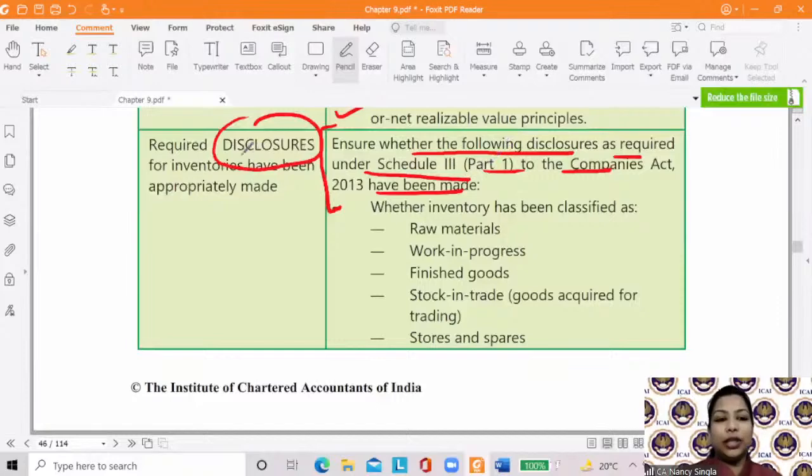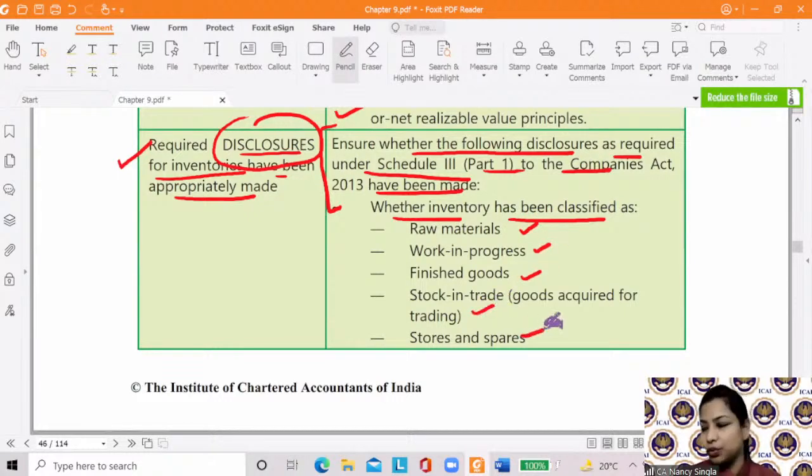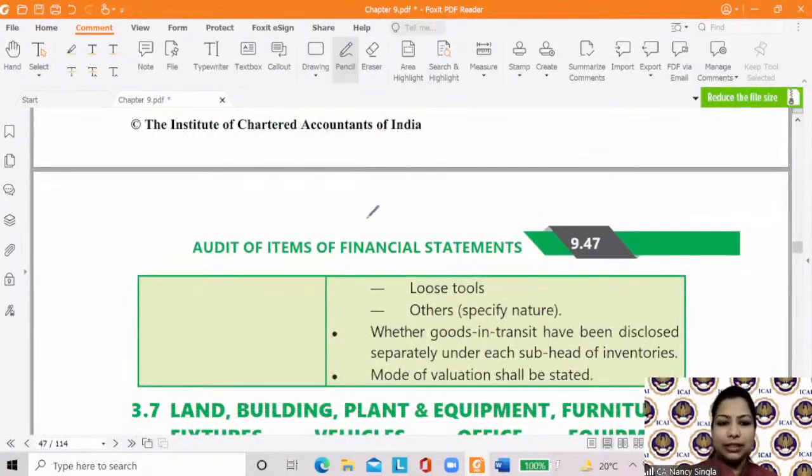Okay, last topic for this session: required disclosures for inventories have been appropriately done. So what is this? Whether inventory has been classified as raw material, work in progress, finished goods, stock in trade, stores and repairs, loose tools and others. Simple. Then whether goods in transit has been disclosed.